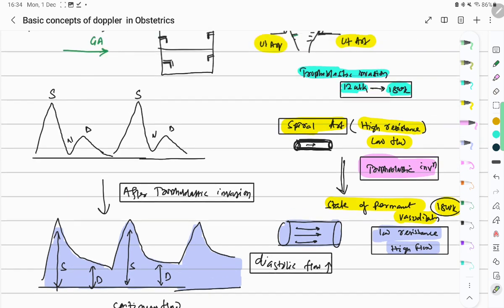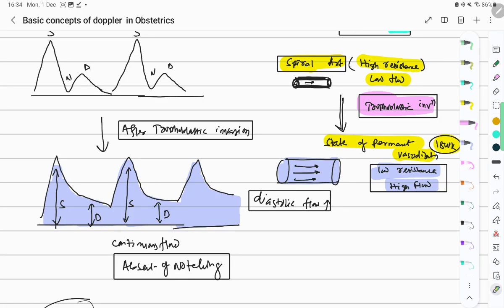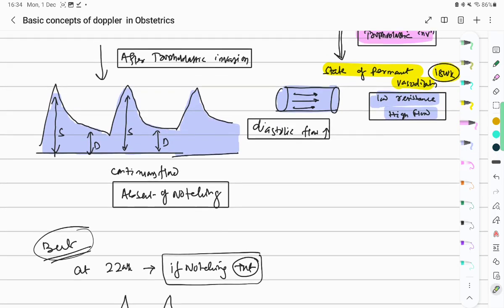If at 22 weeks we are getting this type of Doppler, that means there is some problem. What problem? The trophoblastic invasion has not occurred. There is a failure of trophoblastic invasion, so there will be decreased flow. Once there is decreased flow to the fetus, that will lead to FGR, fetal growth restriction, and hypertensive disorder of pregnancy will occur.